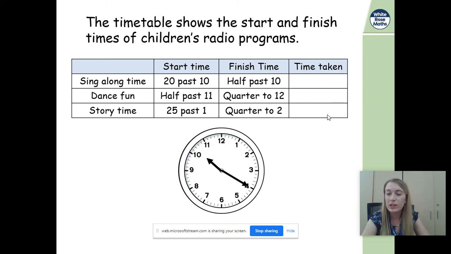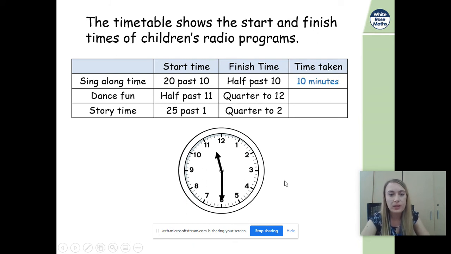So we need to work out how long each activity lasts. If I start with Sing Along, I know it starts at 20 past 10. There it is on my clock. And it's going to finish at 10:30. So we need to count in 5s till we get to 10:30. Are we ready? 5, 10. So it's taken 10 minutes because now it's at 10:30.